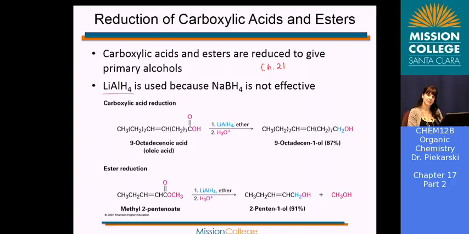Okay, but just understand that when we reduce carboxylic acids and esters, first of all, they give primary alcohols, and we need to use lithium aluminum hydride and then acid as a workup in order to do that reduction.